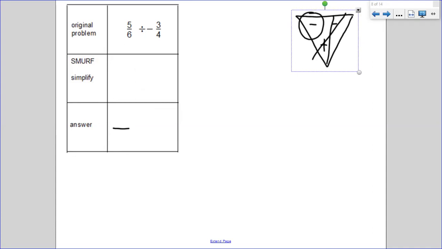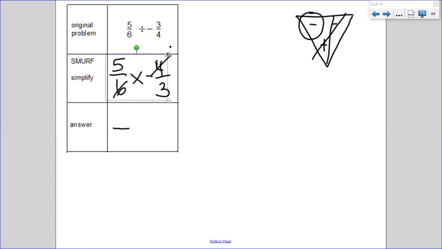All right, so here we go. Smurf, same, multiply, you are flipped. So now we're going to look at 5 and 3. Those cannot be reduced because there's no greatest common factor bigger than 1. But 4 and 6 can be reduced. 6 and 4 both have a greatest common factor of 2. So we can cross those out and do 4 divided by 2, which is 2, and 6 divided by 2, which is 3.